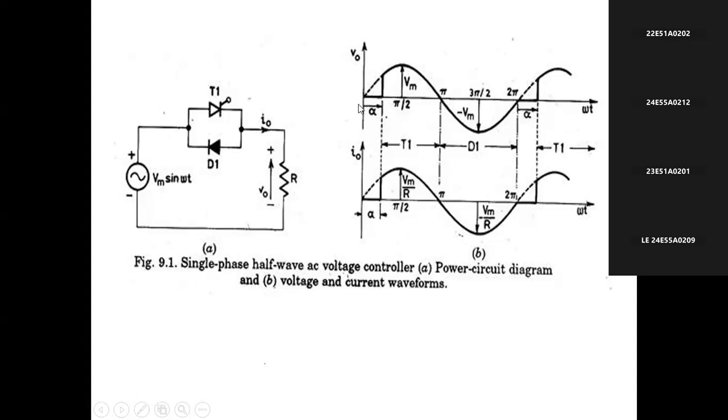They have not drawn the input voltage. The sinusoidal voltage is the input voltage, the AC voltage, and this is the controlled voltage. We are controlling the output voltage by varying the firing angle. Exactly at alpha, the current is rising. This is I naught, this is V naught. V naught is the output voltage, I naught is the current.